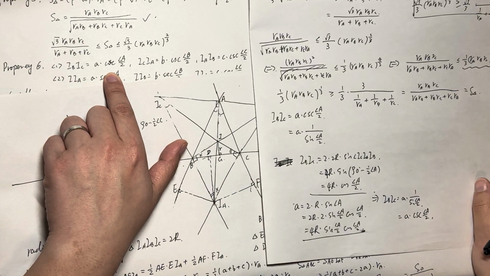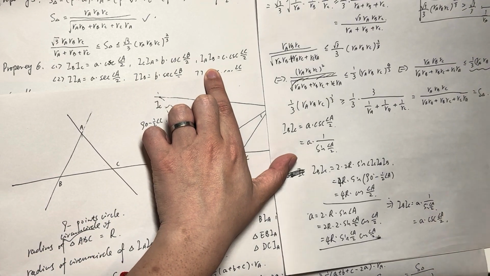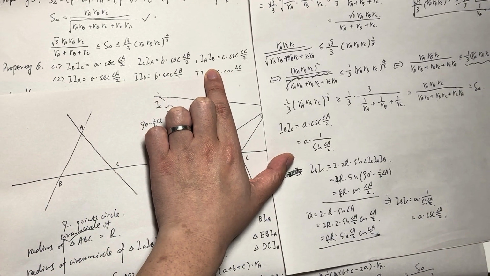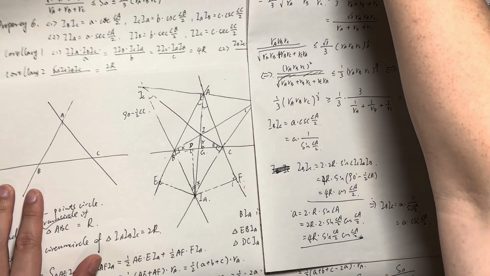So we just proved this one. For ICIA and IAIB, they are the same cases, so just rotate the letters here.